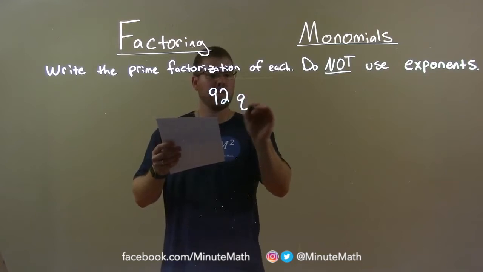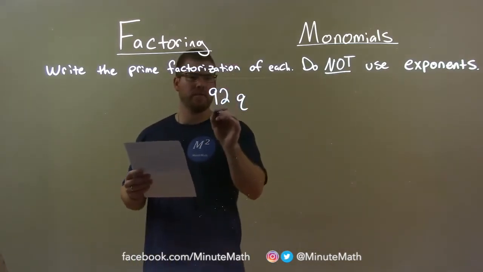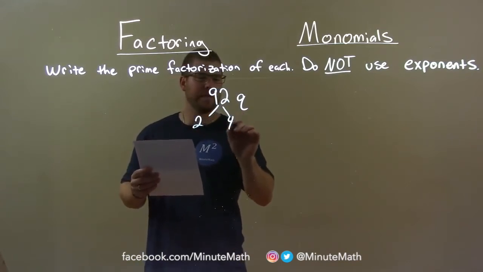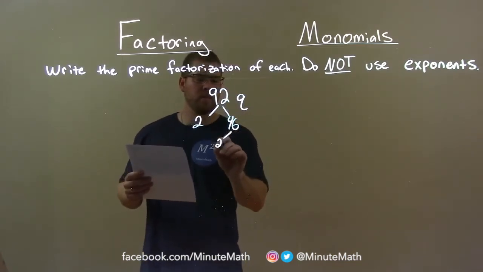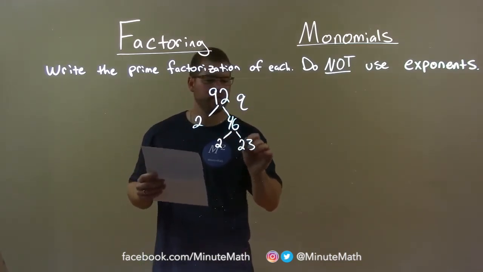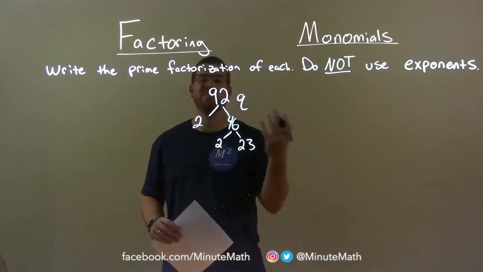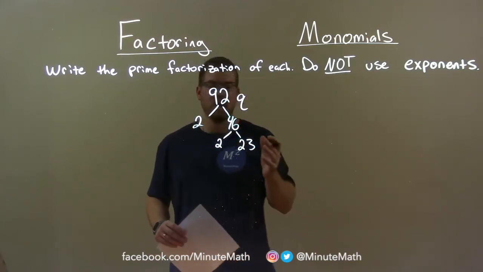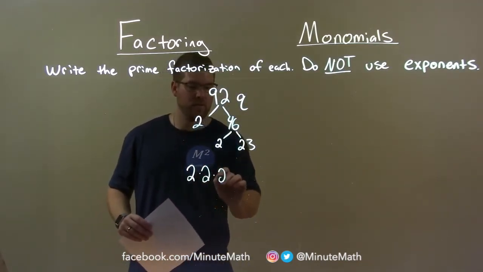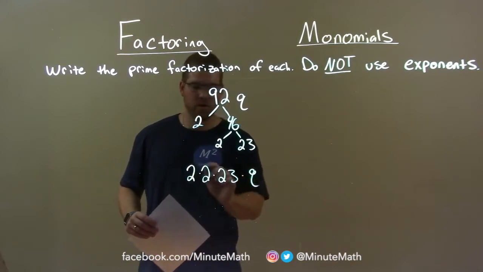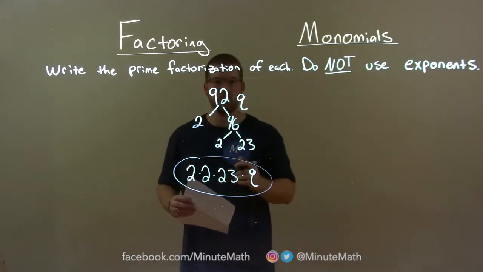92q. Okay? Well, 92 breaks down a little bit here, all right? It's 2 times 46, right? 2 times 46 is 92. Well, 46 can break down to be 2 times 23. Now, 23 is a prime number, so we're actually done. Q doesn't break down anymore, so we can combine all of this together to have 2 times 2 times 23 times the letter q gives us our prime factorization of 92q.